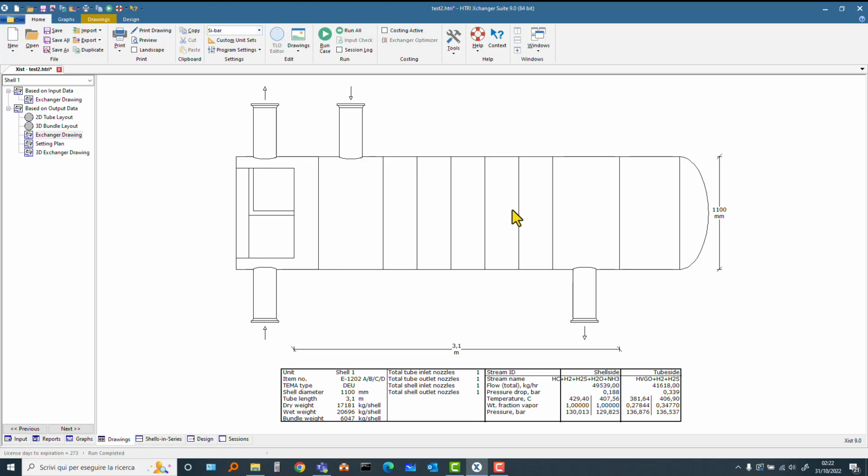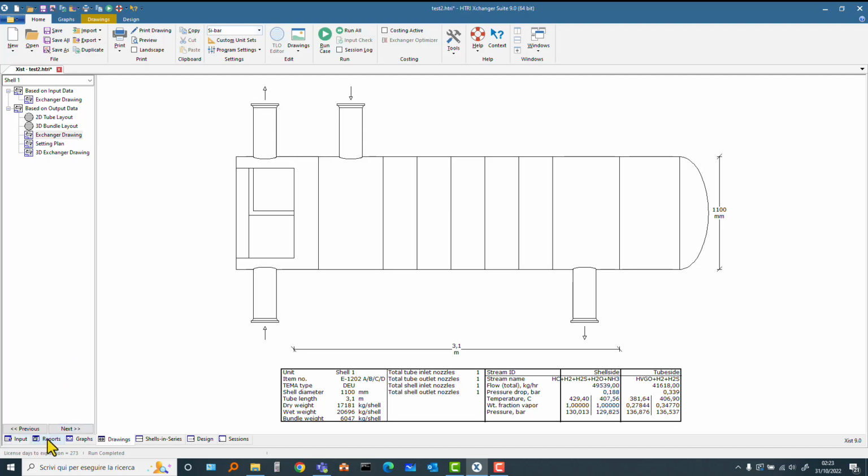So if the cut is horizontal, we must have an uneven number of cross passes. But if the cut is vertical, it doesn't matter how many baffles there are. But before trying to increase the coefficient on the shell side a little bit, let's look if there is any other issue.